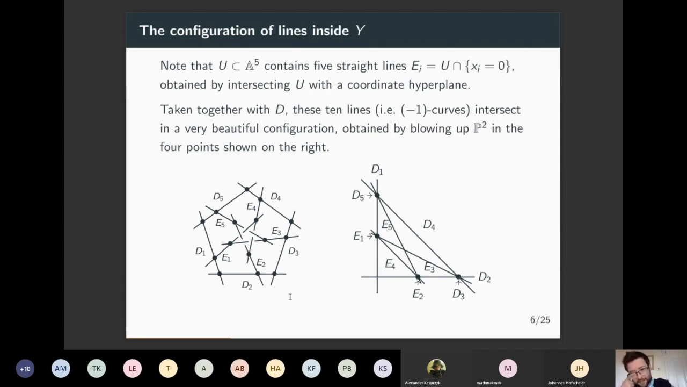And so one way to see that you can get this as a blow-up of points is shown on the right here. So if I contract the lines E1, E2, D5, and D3, then I get this diagram on the right, and I can just blow those points back up to get to this picture on the left here. So the del Pezzo surface is a blow-up of 4 points in P2, as you see.